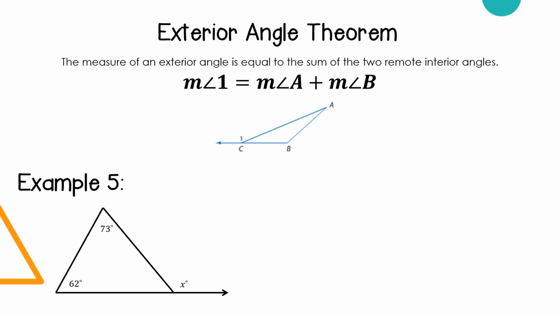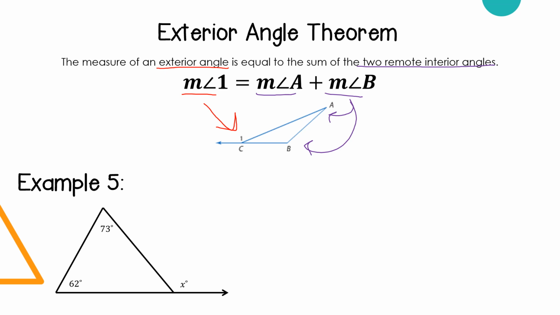If you put those together, you'll actually get this. And what it says is that the measure of an exterior angle, so in that picture, the exterior angle is angle 1, is equal to the sum of the two remote interior angles. The remote interior angles are A and B. Those are the angles that do not touch the exterior angle. They're not adjacent to the exterior angle.